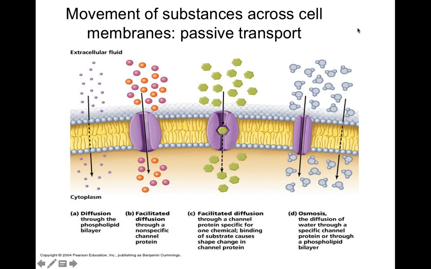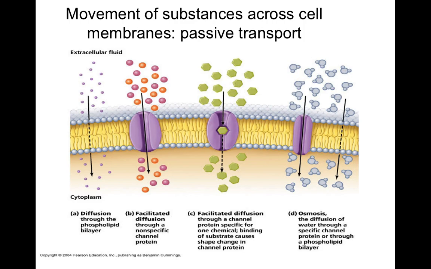First of all, we talked about two major types of transport across membranes. There is passive transport, and this is when the substance is being moved from an area of higher concentration across the membrane to an area of lower concentration. It's passive, it doesn't require any extra energy. It may or may not require a membrane protein.